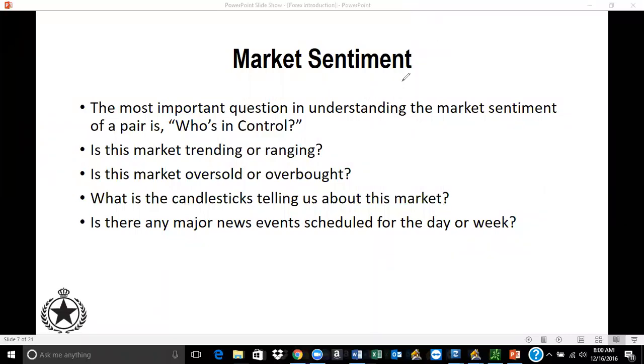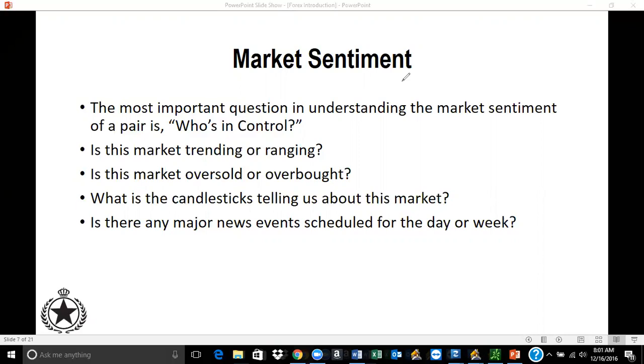It's important to know whether it's an oversold or overbought market, because those are the times that I want to place my trade. I want to place my trade when the market is either oversold or overbought. You've heard the term buy low, sell high. That's no different here. You want to buy or sell in the oversold or overbought markets.